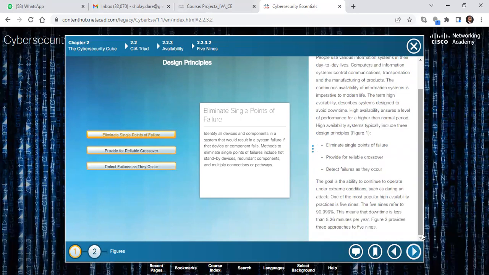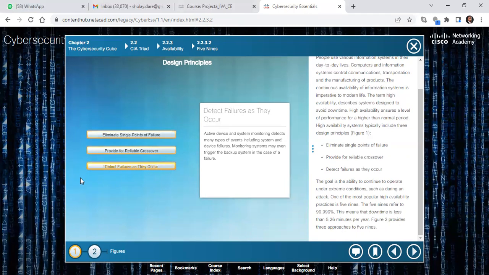High availability ensures a level of performance for a higher than normal period. A high availability system typically includes 3 design principles. What are the 3 design principles? The first, eliminate single points of failure. The second, provide for reliable crossover. And the third, detect failures as they occur. These 3 design principles are for high availability systems. The goal is the ability to continue to operate under extreme conditions, such as during an attack.